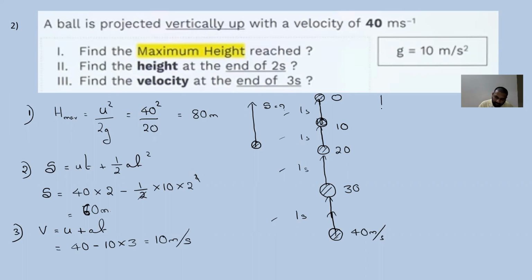Then when it comes back, again 10, 20, 30. When it reaches here, this will become 40. So this is going to be x, 3x, 5x, 7x. So velocity after 3 seconds, okay, velocity after 3 seconds is what? 1, 2, 3. So this is going to be 10. So that we are getting.